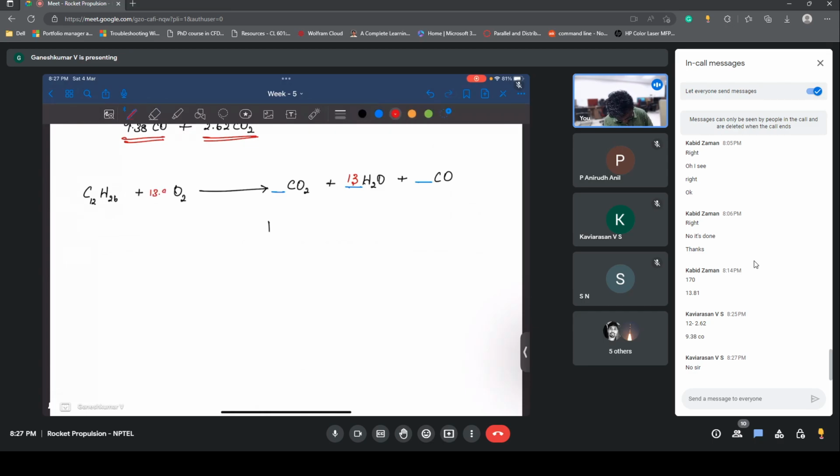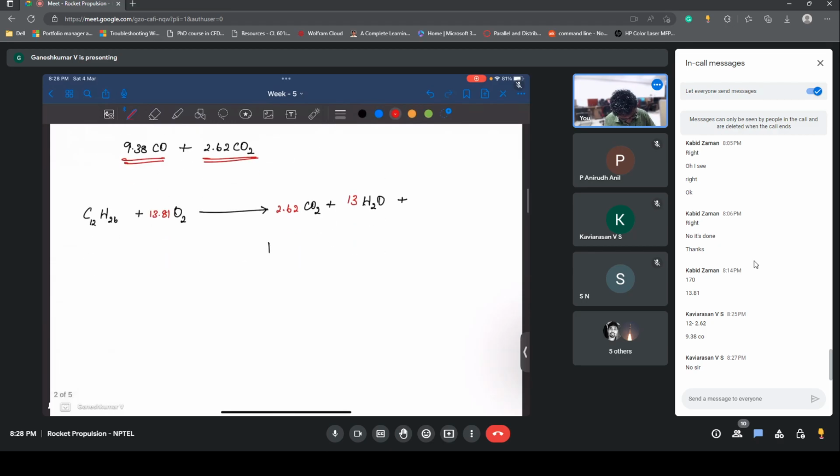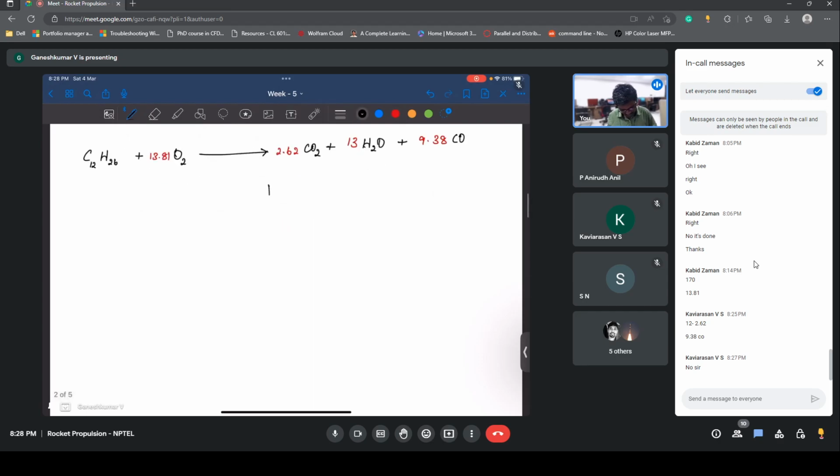So we had 13.81 O2, and then 2.62 CO2, right? And then we found the hydrogen is going to get oxidized more, and then we have 13 H2O, and then the remaining 9.38 CO is present. Okay, so this is your reaction.